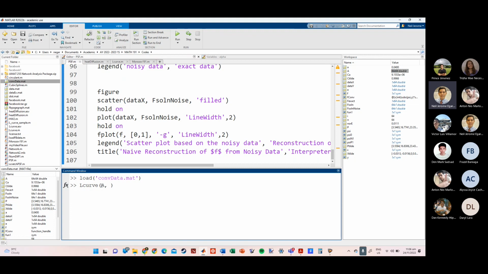So pwede ko ngayong ilagay yung exact data. Halimbawa, what's our exact data? Our exact data, yung right-hand side natin sa PSF ay data Y. Pero kailangan kong i-transpose. So all I need to do is to type L-curve and then give it the intended inputs. The intended inputs are A and data Y prime. Tapos I'll hit enter sa command window. Hindi ko binuksan yung lcurve.m kasi external command nga siya.